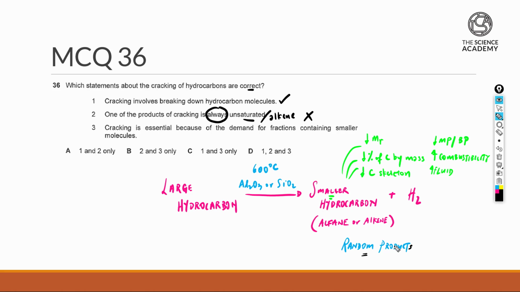And for number 3, cracking is essential because of the demand for fractions containing smaller molecules. This again has been explained in the green color segment here as to why smaller fractions are more desirable, particularly if you're going to use them for fuels. So 3 is also a correct statement. So with that, we're looking at option C as the answer for this question.